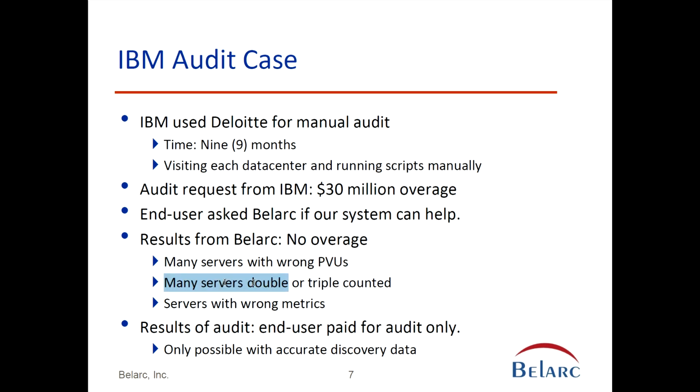The customer was also going through a server consolidation, which is quite normal, but what happened is, because of the manual efforts that Deloitte had done, some of these servers were double or triple counted because they were moved to other data centers, and then double counted, triple counted in a couple of cases. And then some servers just had the wrong metrics on them. But the end result is, because the customer had the right data, they were able to negotiate with IBM very, very effectively. And so, yeah, we're not over licensed at all.